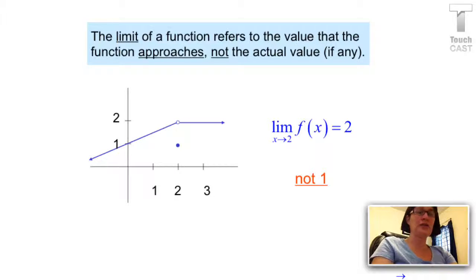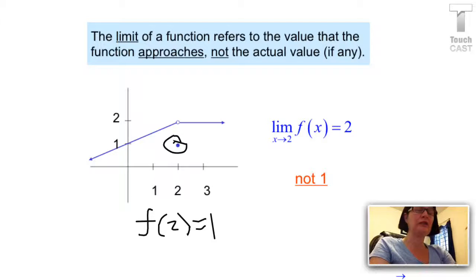We're continuing our discussion of limits. I just want to point out that the limit of a function is not actually related to the function value. Here f of 2 equals 1 because of this point I just circled. But that doesn't tell us anything about the limit of f as x approaches 2.